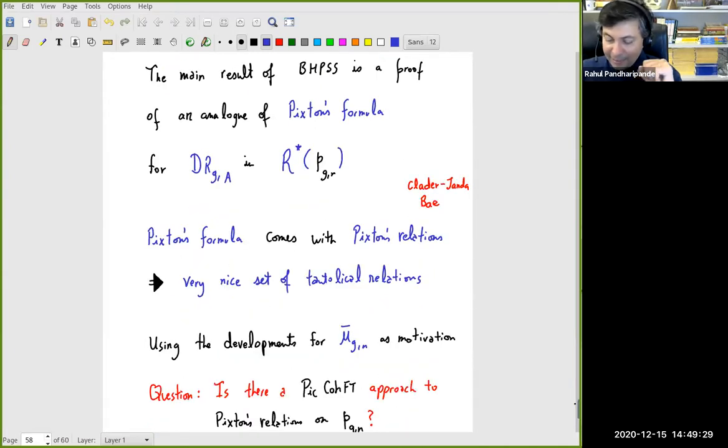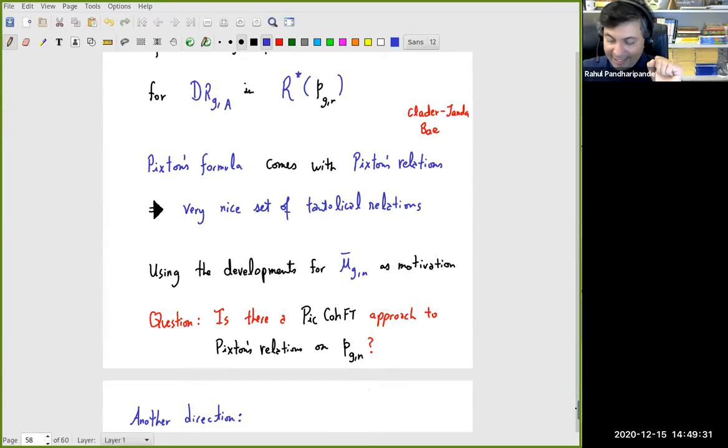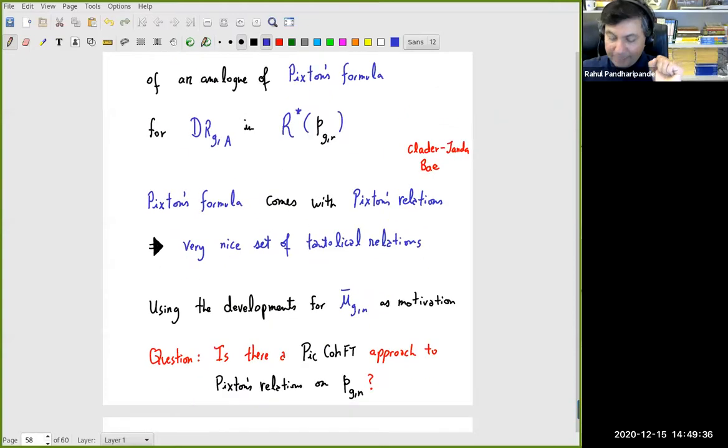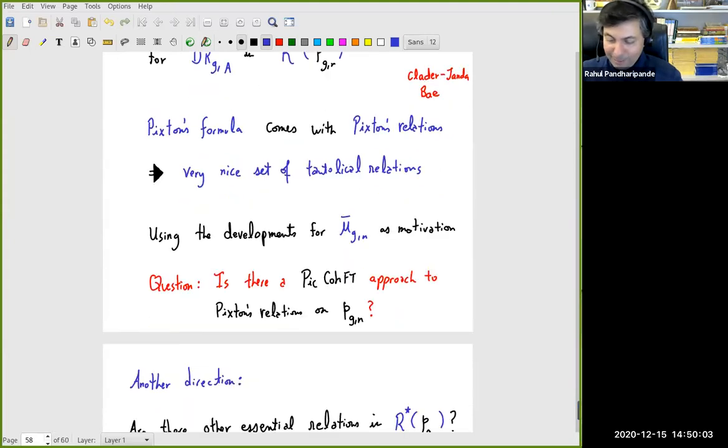So using these developments as motivation, there's a natural question: is there some kind of Pic CohFT which gives Pixton's relations, some analog of Pixton's relations for the Picard stack? Maybe it's some kind of hybrid construction with the 3-spin. I'm not sure. A work that's somehow related to this is that Young-Han and Hyunho Lo worked on some P1 analogs of this. But this question is about whether there is some kind of 3-spin version. That would be pretty optimistic. But anyway, I'm speculating.